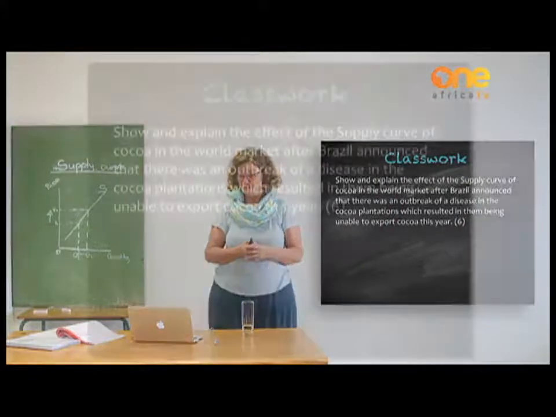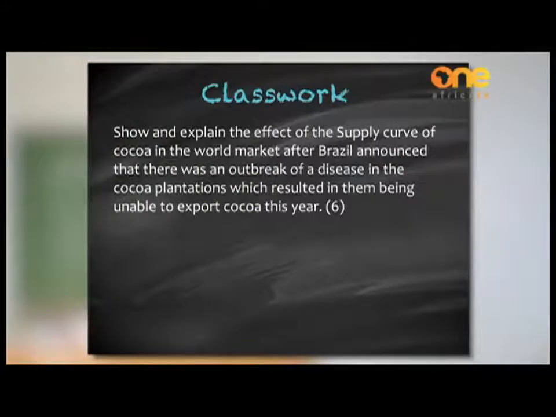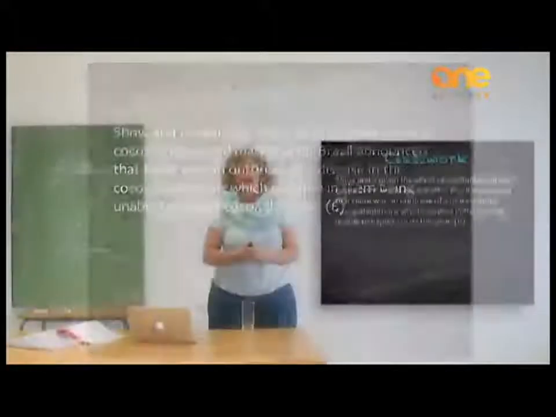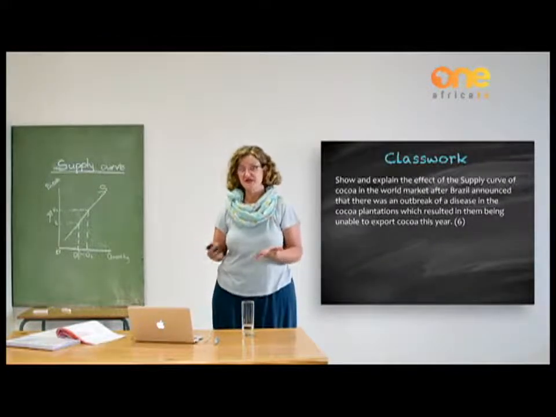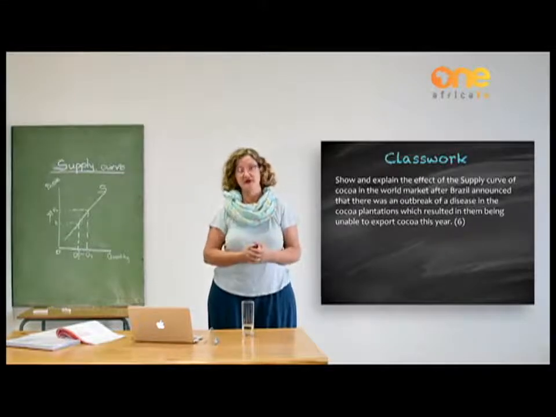Okay, the next is a classwork question. It says: show and explain the effect on the supply of cocoa in the world market after Brazil announced that there was an outbreak of a disease in their cocoa plantations, which caused that they can't supply cocoa for this year. So you see, because of this disease, there was a decrease in the supply. How do you indicate a decrease in the supply? You must show that, and then you must also explain what happened and what the causes of that are.